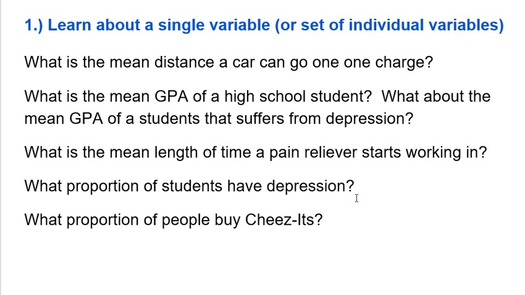What proportion of people buy Cheez-Its? Same thing, right? I ask 1,000 people, 800 say they buy Cheez-Its, that's 80%. So the answer to the question is 80%, which I know is a number, but again, what was the question I was asking? Do you buy Cheez-Its? That's yes or no. That's a word. That's categorical. So be careful on questions like those.